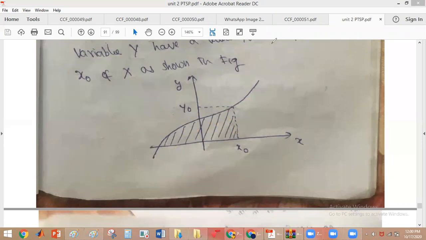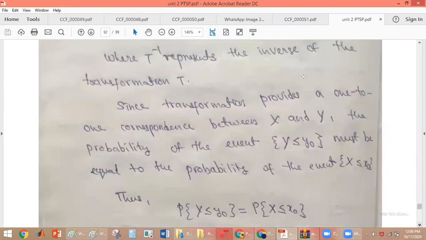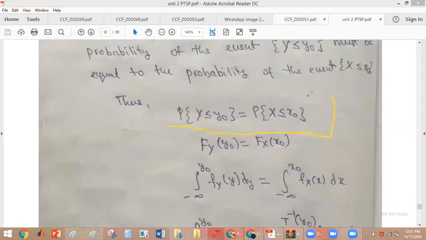So the probability of y less than or equal to y naught will be equal to the probability of x less than or equal to x naught. That is why the probability of y less than or equal to y naught is equal to the probability of x less than or equal to x naught. We know that the probability of y less than or equal to y naught will be written as F_Y of y naught, and the probability of x less than or equal to x naught can be written as F_X of x naught.